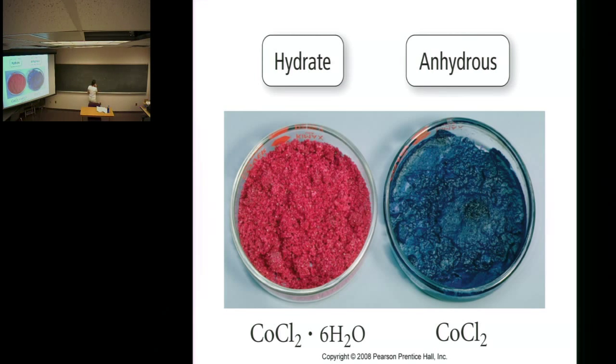Let's do another one. This is CaSO4·2H2O. So how do we name this one? Calcium sulfate dihydrate. Perfect. Okay, we got that? Yay, that was the last one. That was the easiest one. Okay, does that make sense?